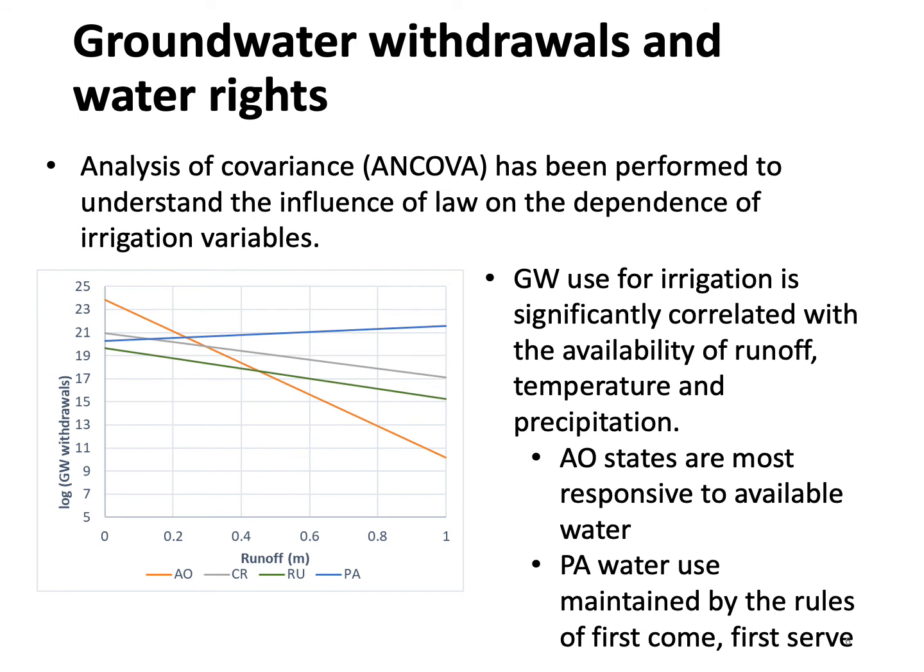AO is most responsive to the change of temperature and precipitation, as the landowner has ownership of their own water and can use it whenever it is needed. PA also shows a strong result in the opposite direction, which means PA did not influence it, as their water use was maintained by first come, first served.